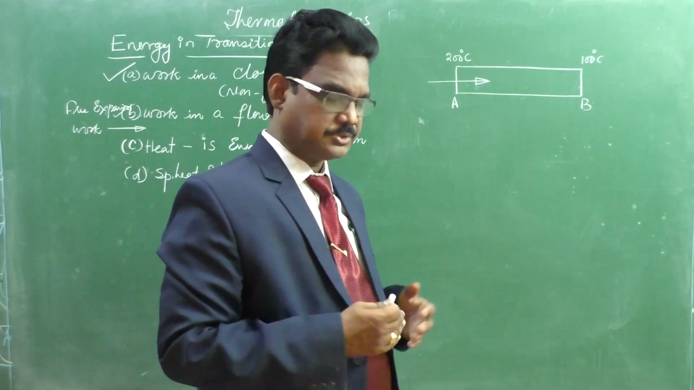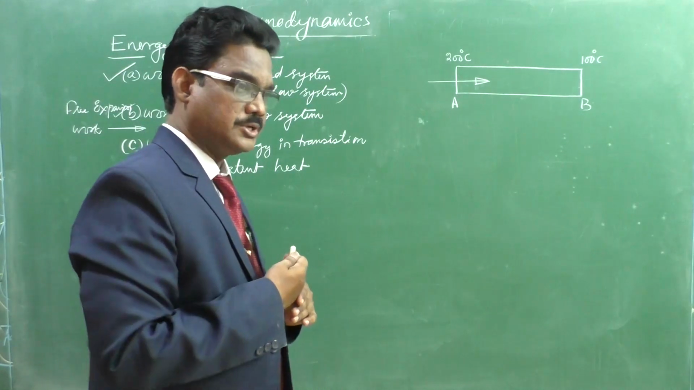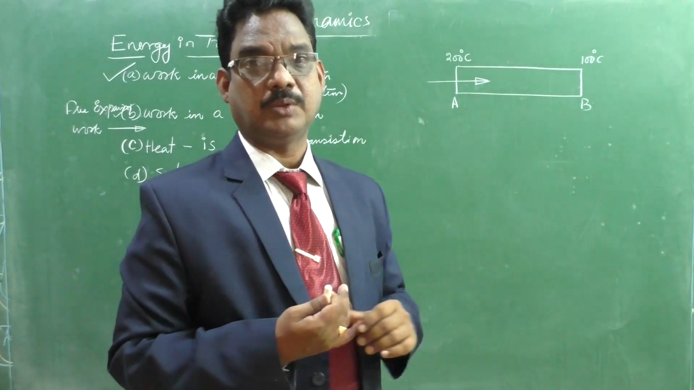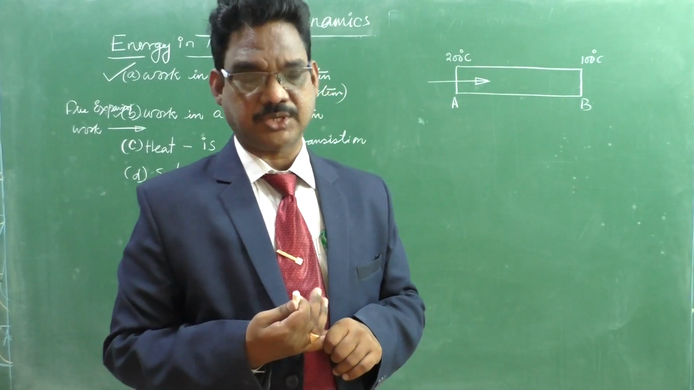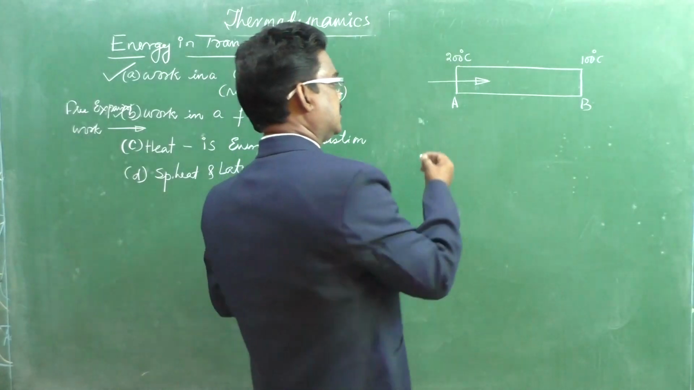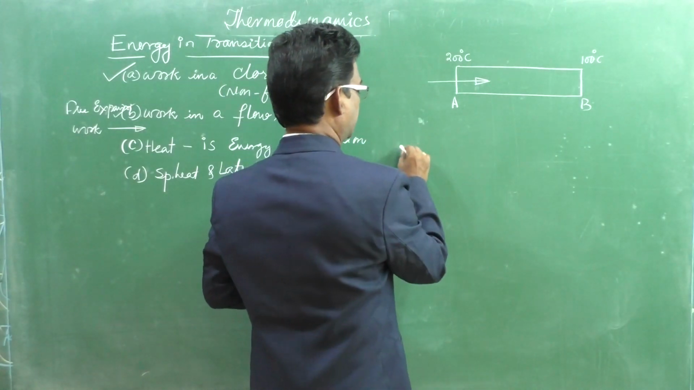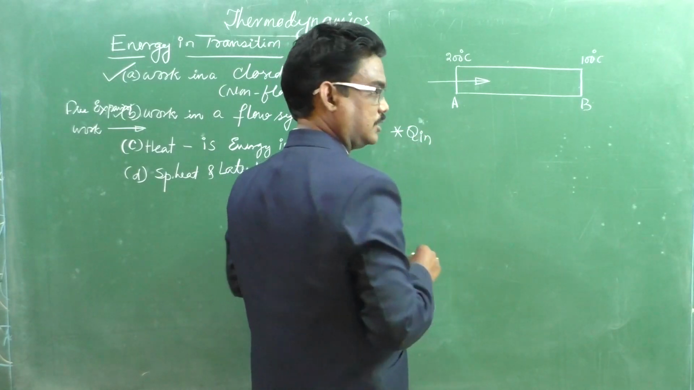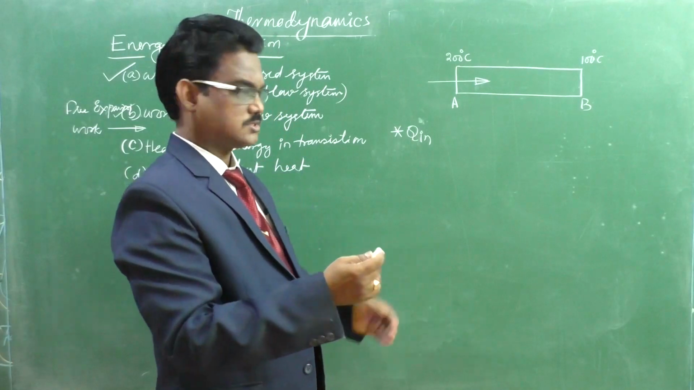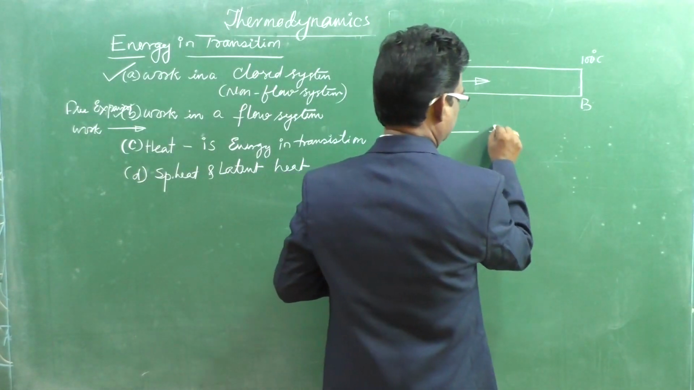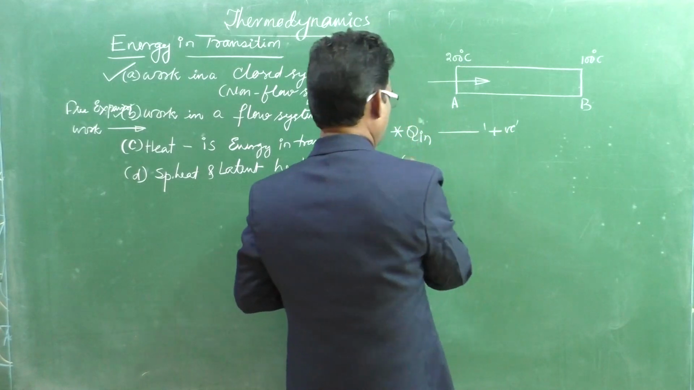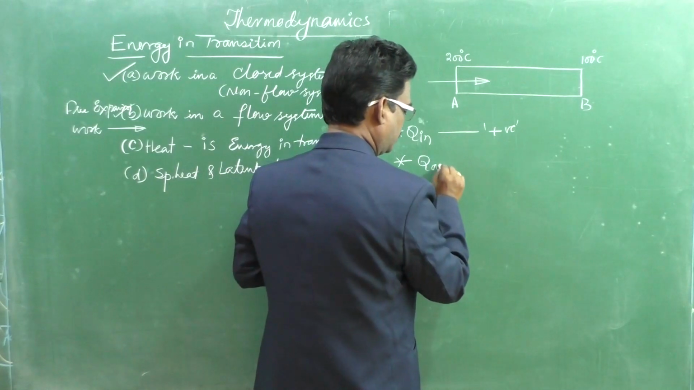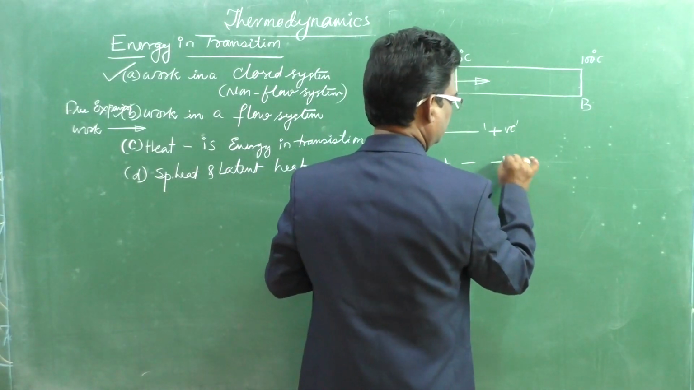Okay, we need to note some points. Already I told the sign convention with respect to work. Here also we need to remember the sign convention. What is the sign convention? When heat is supplied to the system, Q in, that is positive. Next, heat rejected from the system, Q out, that is negative.